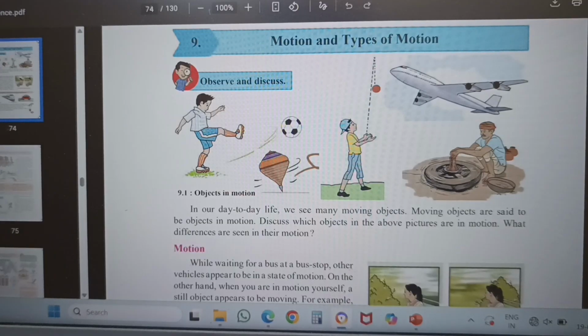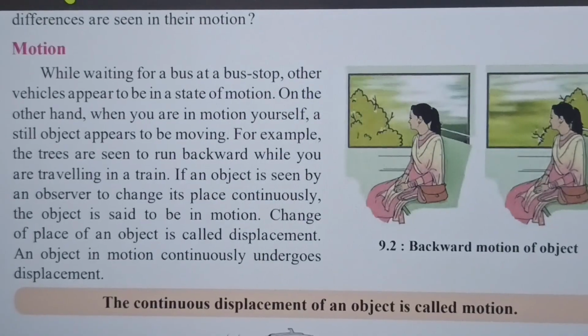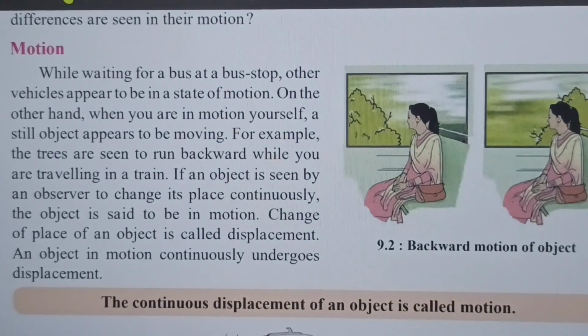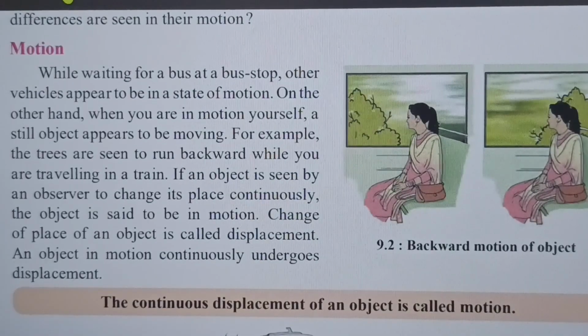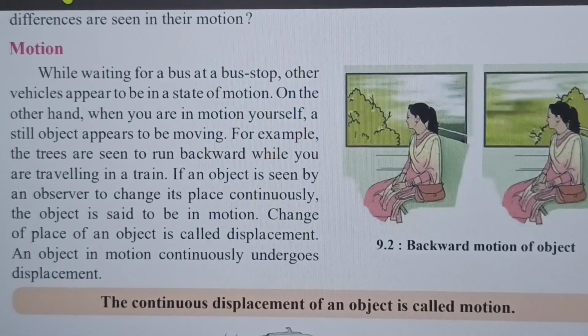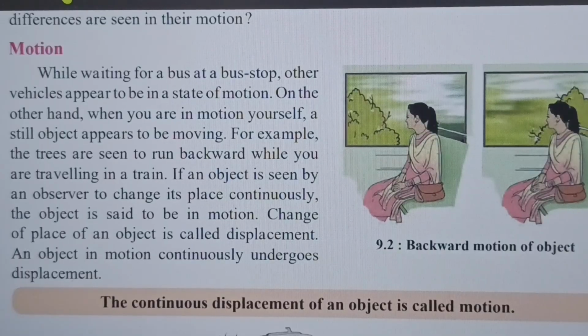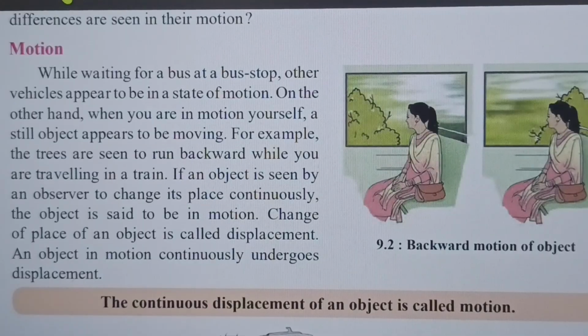And now we will learn the types of motions in this chapter. So we will see the types of motions further. But first, let's learn what is motion. What is given here: while waiting for a bus at a bus stop, other vehicles appear to be in a state of motion. So we are sitting at the bus stop, we are not in motion. The vehicles that are passing by are in motion.